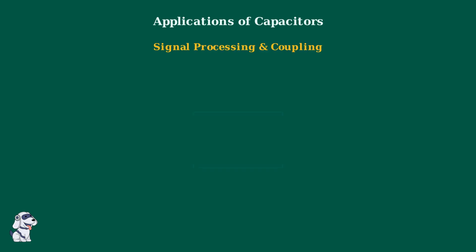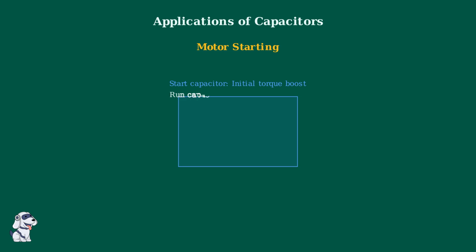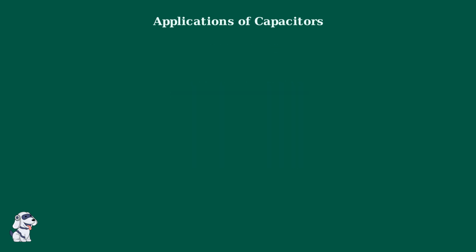In signal processing and audio equipment, capacitors act as coupling and decoupling components. They connect different circuit stages while blocking unwanted DC signals, and they filter out noise to maintain signal quality. Motor starting is a specialized application where capacitors provide the initial boost of energy needed to start electric motors. Start capacitors give motors the extra torque needed to overcome inertia, while run capacitors improve efficiency during operation.